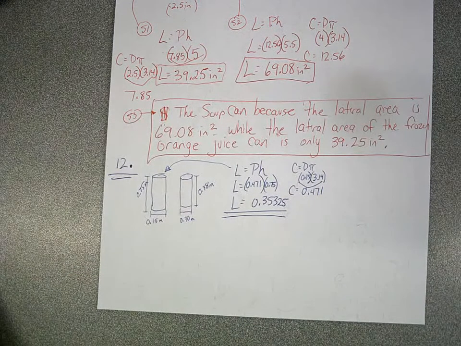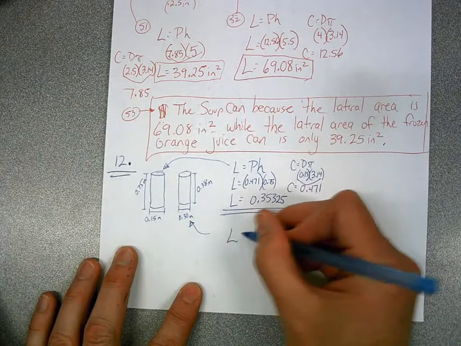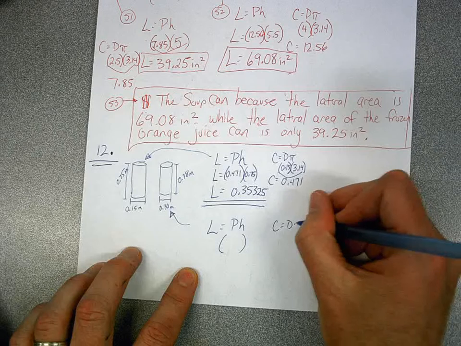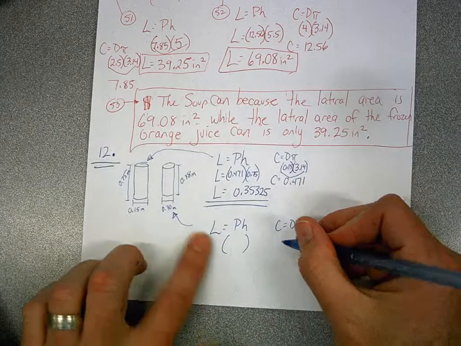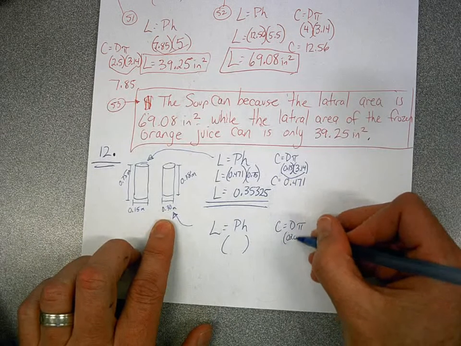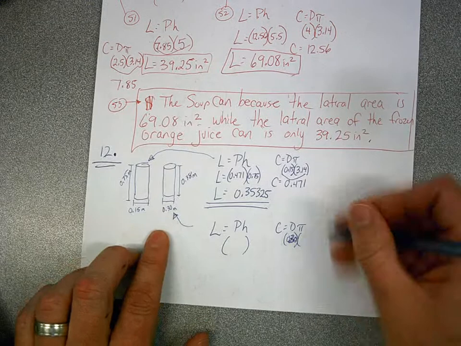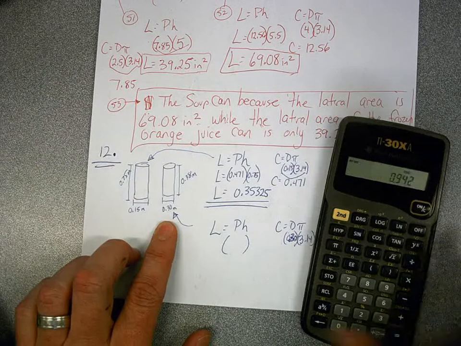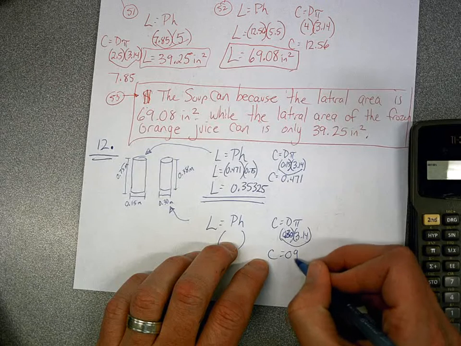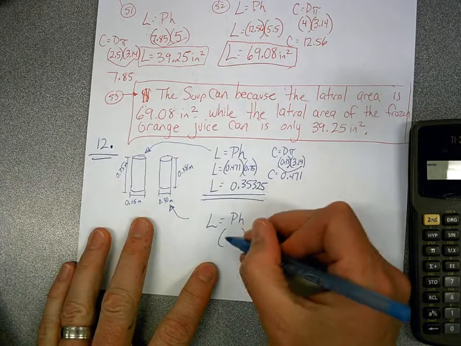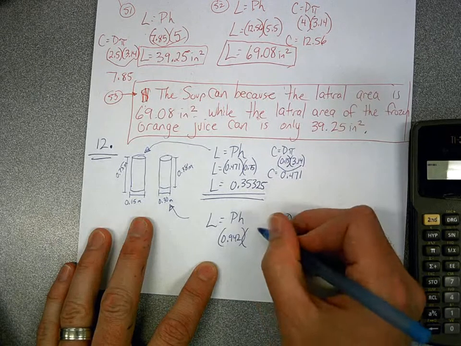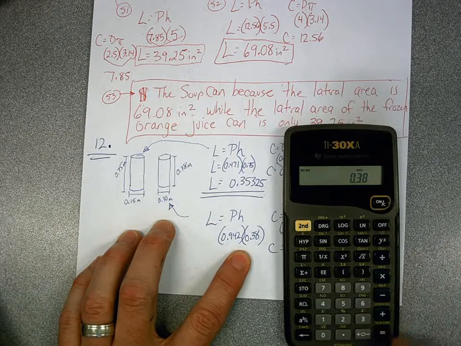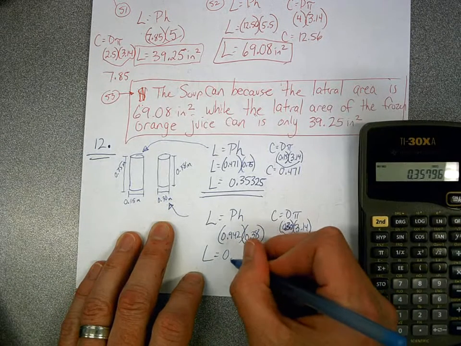Now comes the second one mentioned. Circumference of that. Circumference is diameter times pi. The diameter is 30 hundredths. Pi is 3.14. So 3.14 times 30 hundredths, or 3 tenths, right, is 0.942. So that's what I'm plugging in here. The height is 38 hundredths. So that times 0.38 equals, so the lateral area is 0.35796.